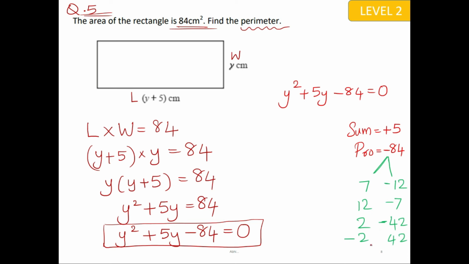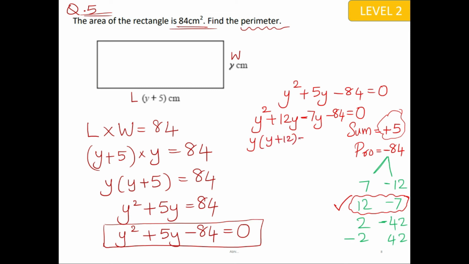Now looking at all these numbers, the only pair that can give me a sum of positive 5 is 12 and negative 7. So these are my required numbers. So I'll have y squared plus 12y minus 7y minus 84 equals 0. Grouping them, y times (y plus 12) minus 7 times (y plus 12) equals 0. So the factorization gives me (y plus 12)(y minus 7) equals 0.